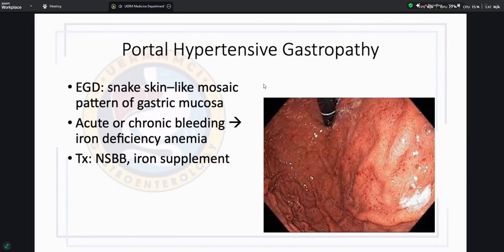The next complication related to portal hypertension is portal hypertensive gastropathy. When esophageal varices are already present, then most likely there is also portal hypertensive gastropathy. This is characterized by endoscopic findings showing a snakeskin-like mosaic pattern of gastric mucosa that often comes with central red or brown spots. It can cause both acute clinical gastrointestinal bleeding and chronic bleeding resulting in iron deficiency anemia. When there is bleeding, the treatment is non-selective beta blockers and iron supplements.